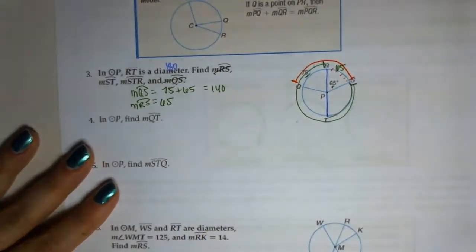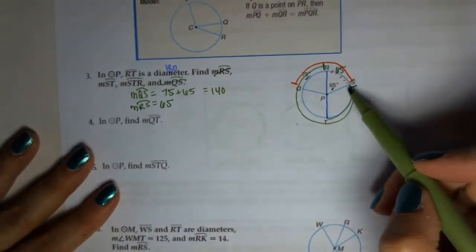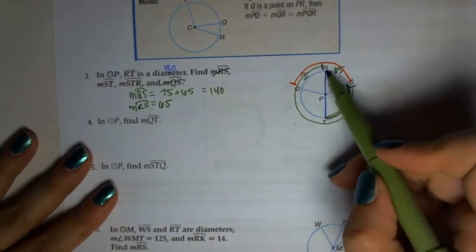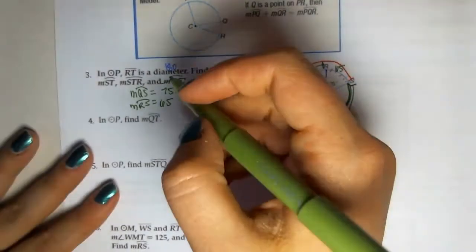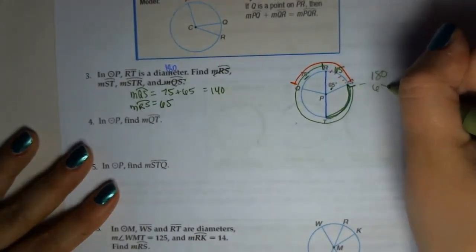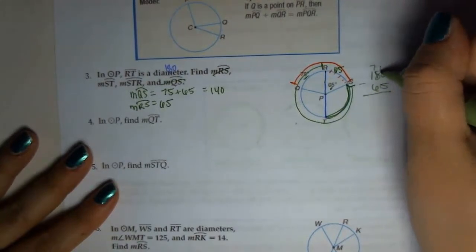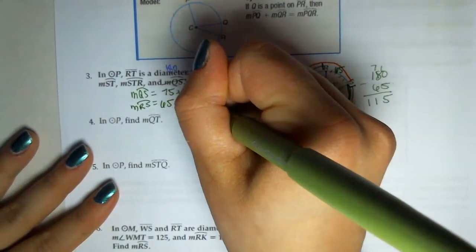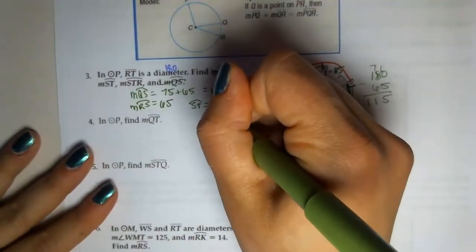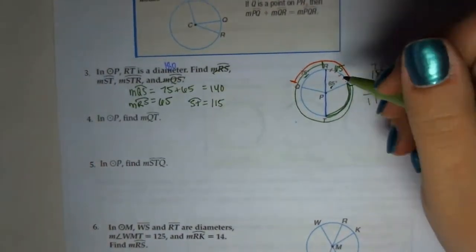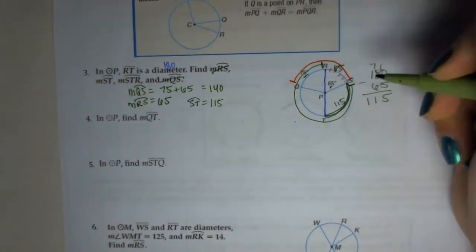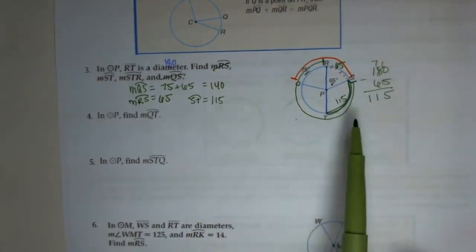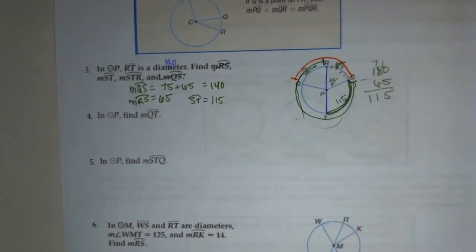Okay. Now it wants me to find ST, so this one right here. I can do 180 minus 65 because I know RT is a diameter or a semicircle. So 180 minus 65, 115. So ST is 115. So if I know this is 115, and I need to find this big one, actually I can do something else.